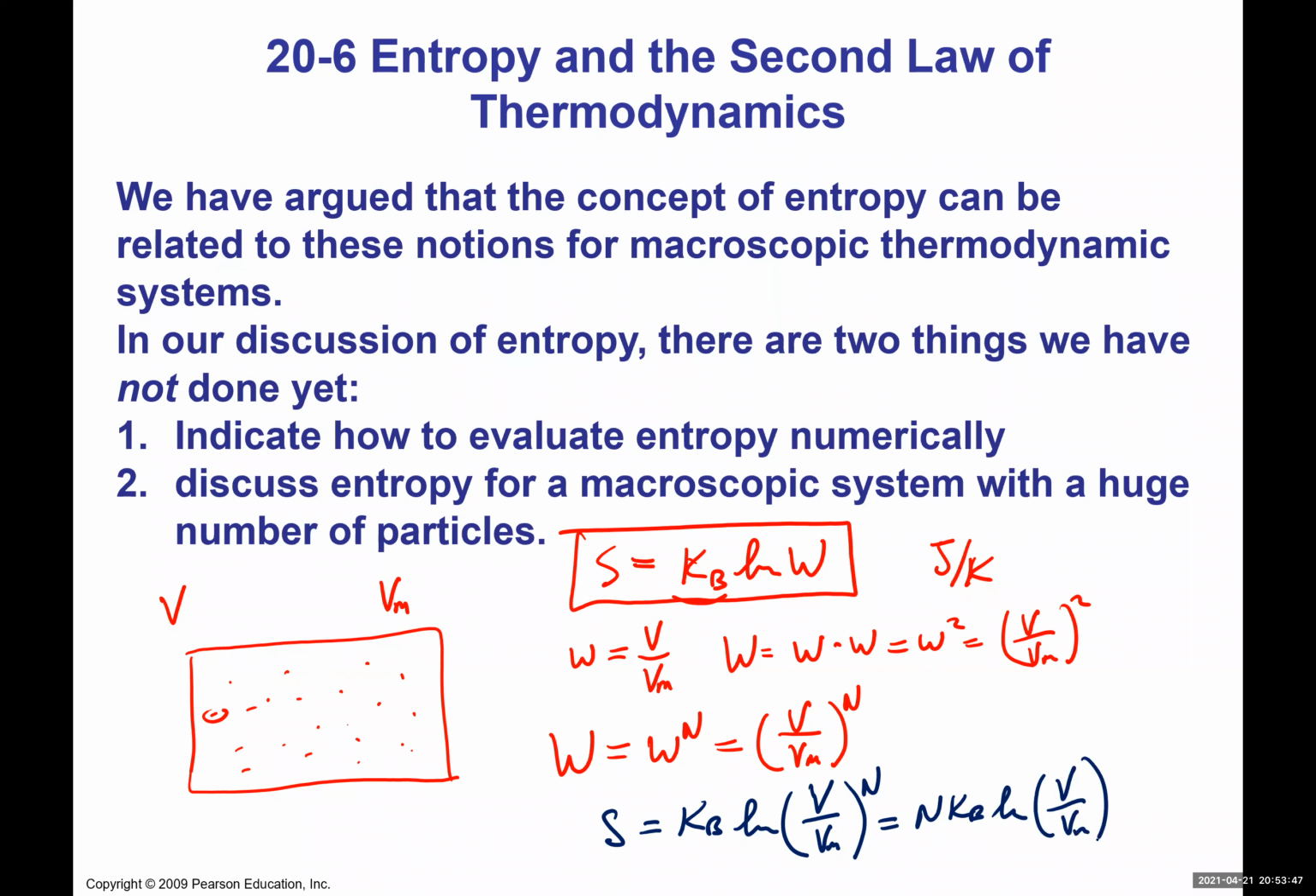Now, if you remember, the number of molecules times the Boltzmann constant is equivalent to the number of moles times the gas constant. That means I can also rewrite this as nR times ln of V over V_m. That means I can also write it like this.